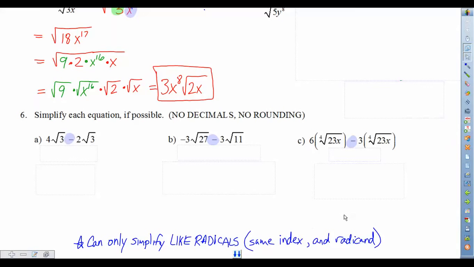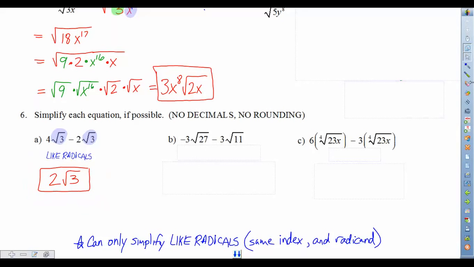And that very important rule, which some of you already know, is that you can only simplify like radicals. In other words, radicals that have the same index and the same radicand. What does that mean? We're looking at this one right here. Do we have the same index? Yes, they're both square roots. Do we have the same number underneath the square root? Yes, they're both 3's. So we would call these like radicals, and we can combine them by taking 4 of those square roots of 3 and subtracting 2 of those square roots of 3. That leaves us with, I think I wrote the final answer here, yep, 2 square roots of 3.